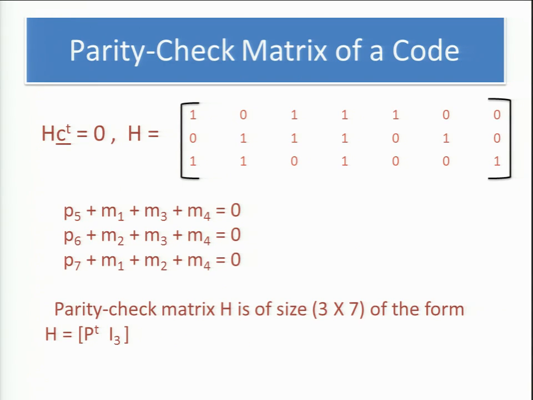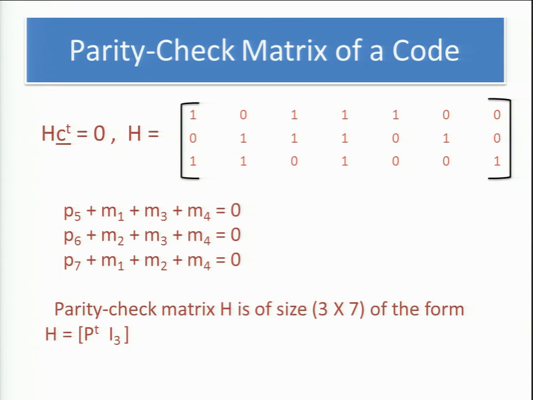And the equations that code words satisfy are P5 plus M1 plus M3 plus M4 equals 0, P6 plus M2 plus M3 plus M4 equals 0, and so on. So these three equations. From these three equations, we want to find out this matrix H. So how do you do that?